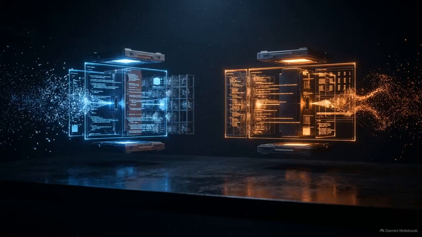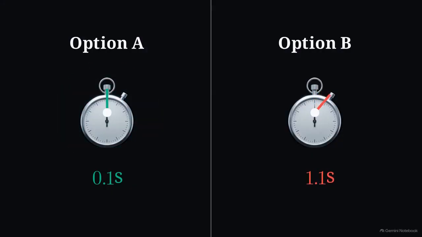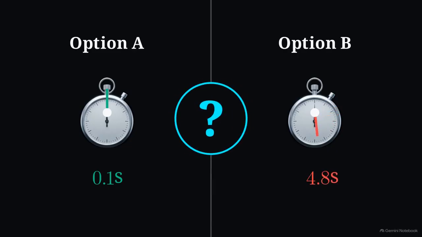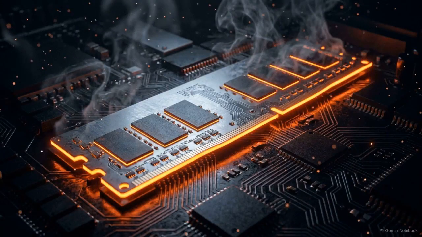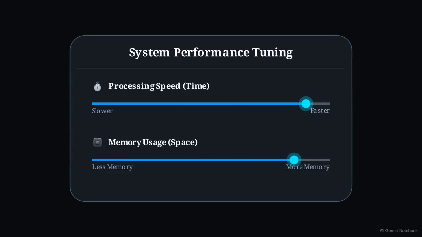Next, imagine you are evaluating two sorting algorithms. Option A is significantly faster in processing time than option B. Do you always pick option A? Not necessarily. That fastest algorithm might require creating duplicates of the entire dataset during the sort, which could drain all available system memory. Mastering these time-space trade-offs is a core requirement for building scalable software.